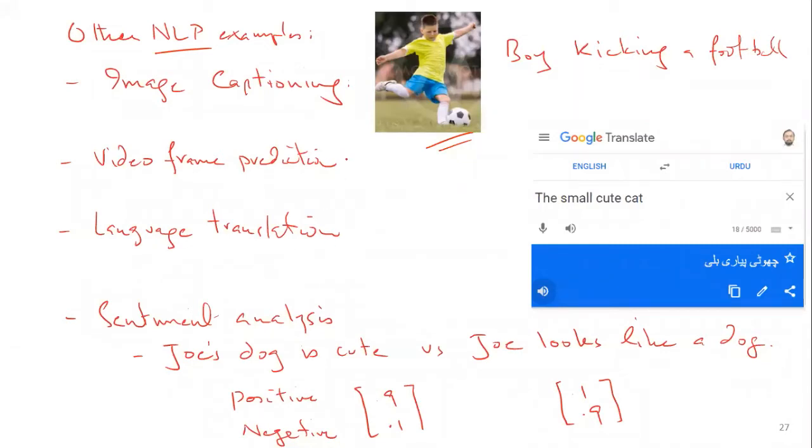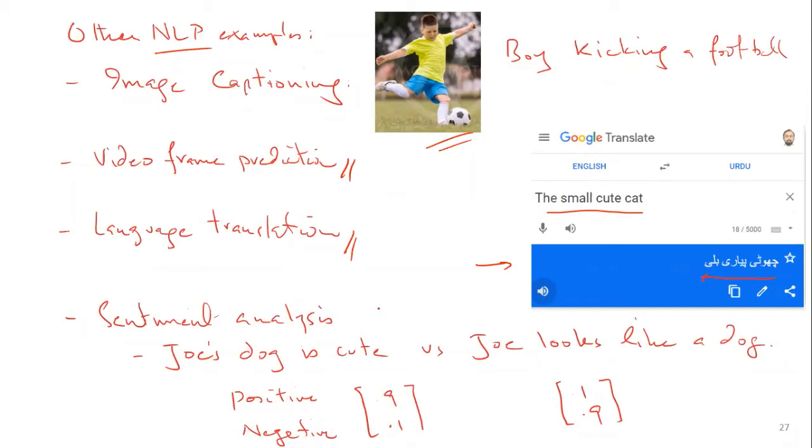Video frame prediction we've already talked about. Language translation: if you look at Google Translate, it actually uses the same technologies that we're going to be talking about. I put this small cute cat into Google Translate and it came up with choti pyari billi. All of this is based on the same technology.